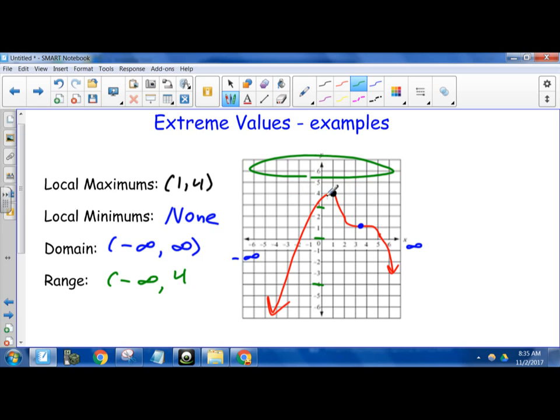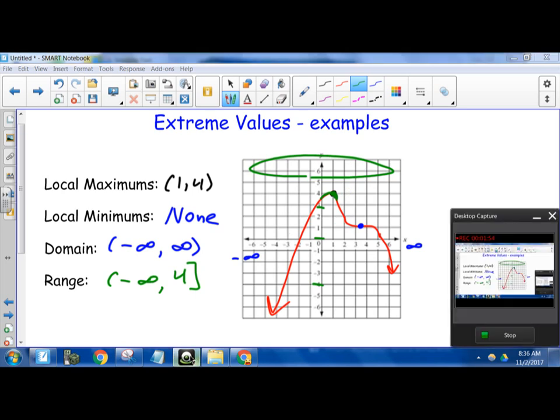Because 4 is included in the range, we have to make sure we use a bracket. We would not put a parenthesis on 4, because that would mean that 4 is not actually included in the function. But it is, because it has a nice, clear, solid dot. If it were an open circle, it would have been a parenthesis. All right, so keep a lookout for problems like that, and solve the next one.